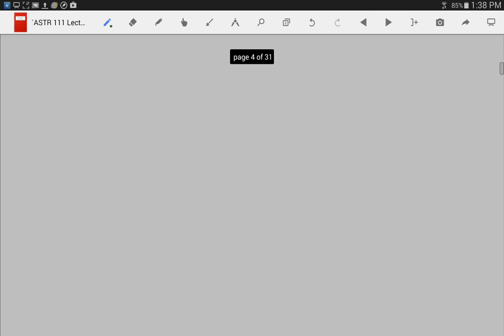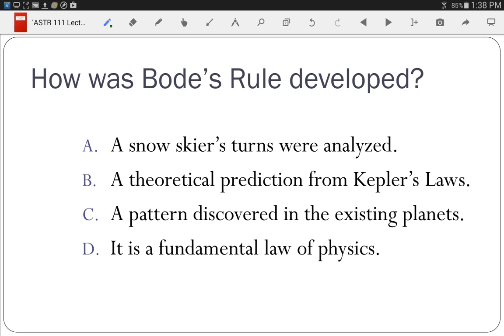All right. Now let's have a clicker question about this. How was Bode's rule developed?